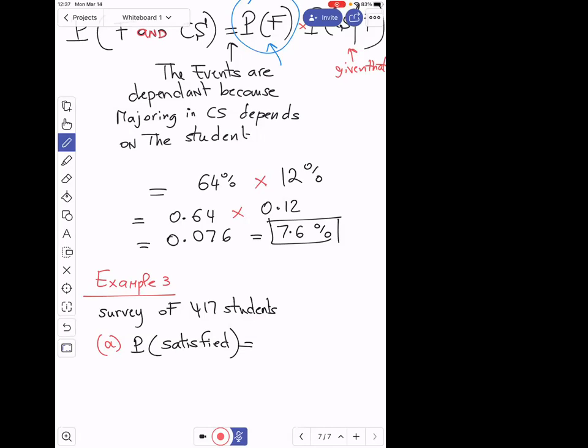If you take a look at the table, guys, it was 180. That's the total number of satisfied students, over the size of the sample, which in total is 417 students. So if you divide 180 over 417, that will be equal to 0.43, and converting into a percentage, 0.43 times 100% is 43%.